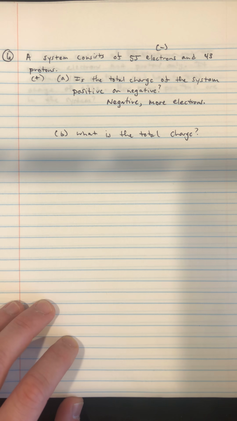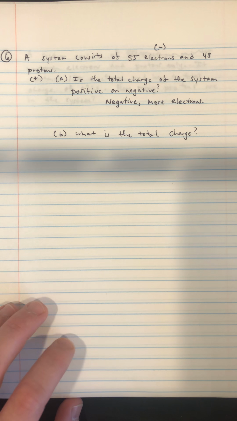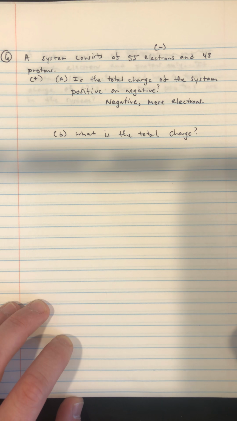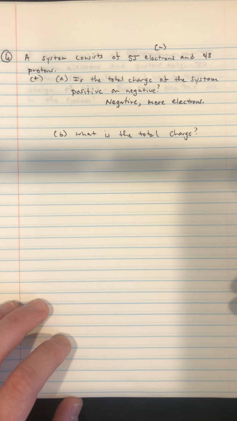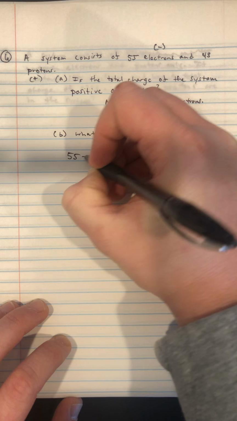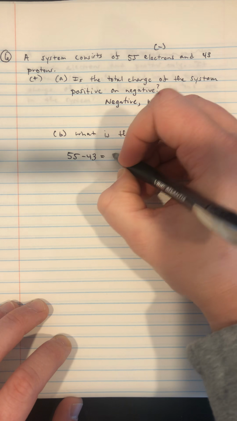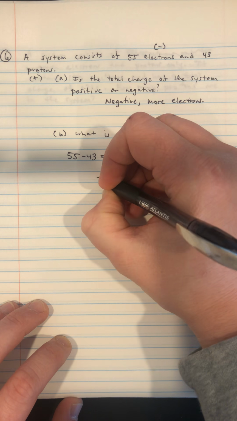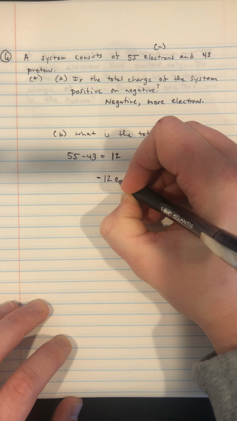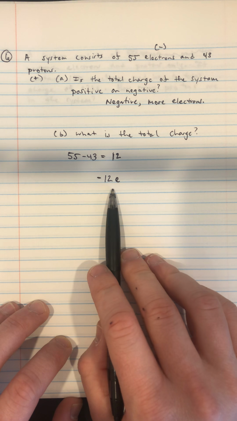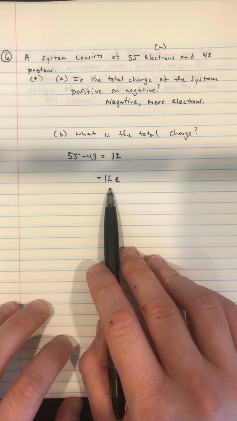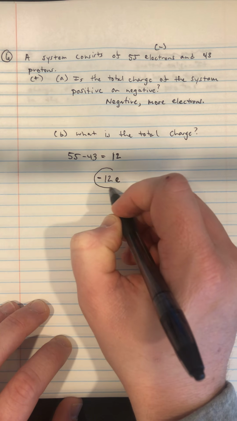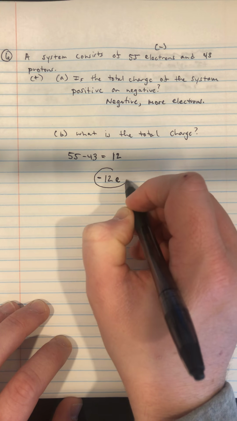What is the total charge? This one can seem complicated, but it's really not that bad. What we want to do is take the electrons and protons and subtract them from each other to see how many extra electrons we have. So 55 minus 43 gives us 12. So the total charge we can write as negative 12 e. This means we have 12 extra particles, and the negative means they're electrons. This is how we write the total charge of the system, negative 12 e.